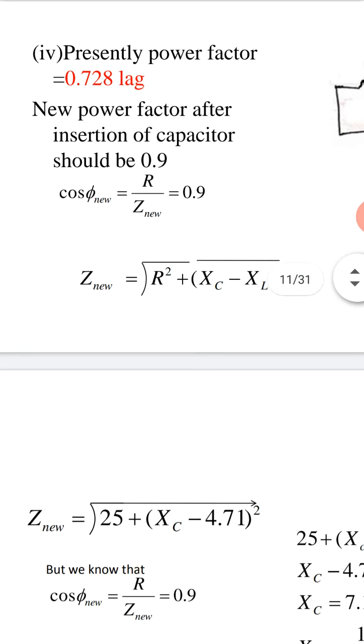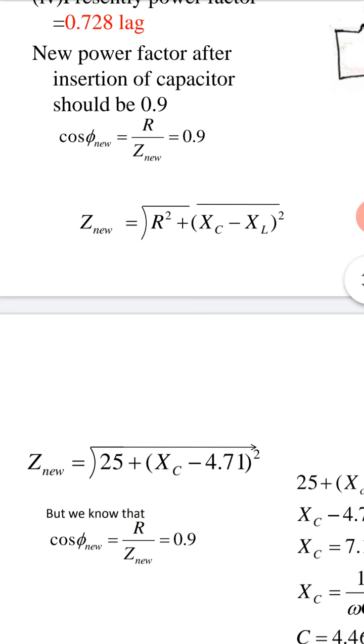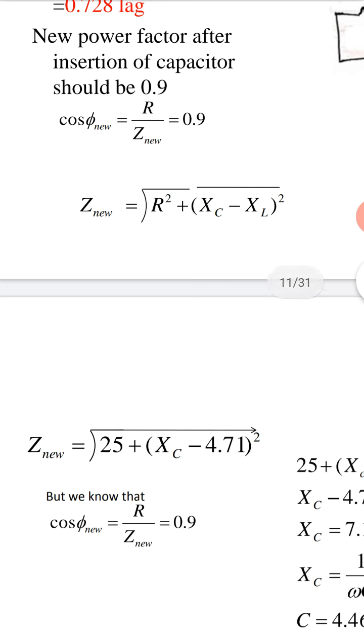So Z new is equal to, next step, root of R is 5. 5 square is 25 plus XC minus XL, 4.71 the whole square. Okay. So Z new is equal to square root of 25 plus XC minus 4.71 the whole square.